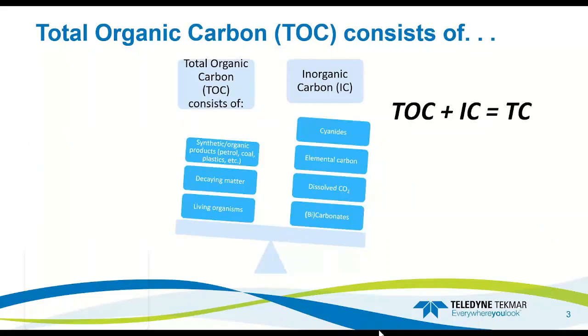Here's a balancing scale of what TOC consists of versus what inorganic carbon, IC, consists of. When we look at these sums, if we get TOC plus IC, we get total carbon. Well, what does that really mean for us? A lot of the laboratories that we're working with today, especially in the pharmaceutical realm, really care about total organic carbon. The inorganic carbon could be purged off, and so that gives us our certain value.